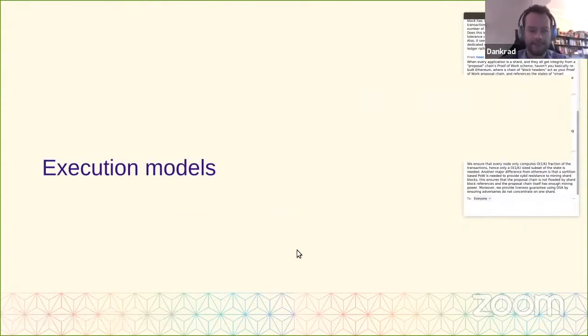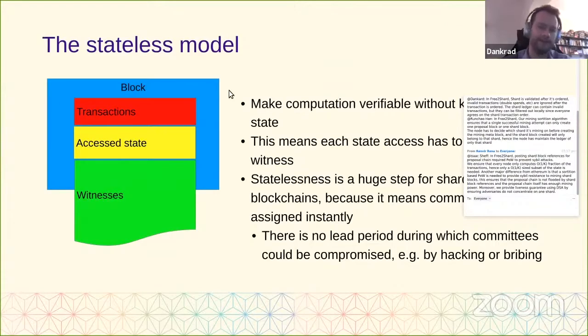So now let's talk about some execution models. We have, of course, the classic model, which is basically just a block with transactions and a post-state root. But I'm only mentioning the advances on this here. One of the things that has been proposed is to transition to a completely stateless execution model. What this means is that any block doesn't come just with the transactions, but actually with all the state that these transactions access and complete witnesses for all these accesses.